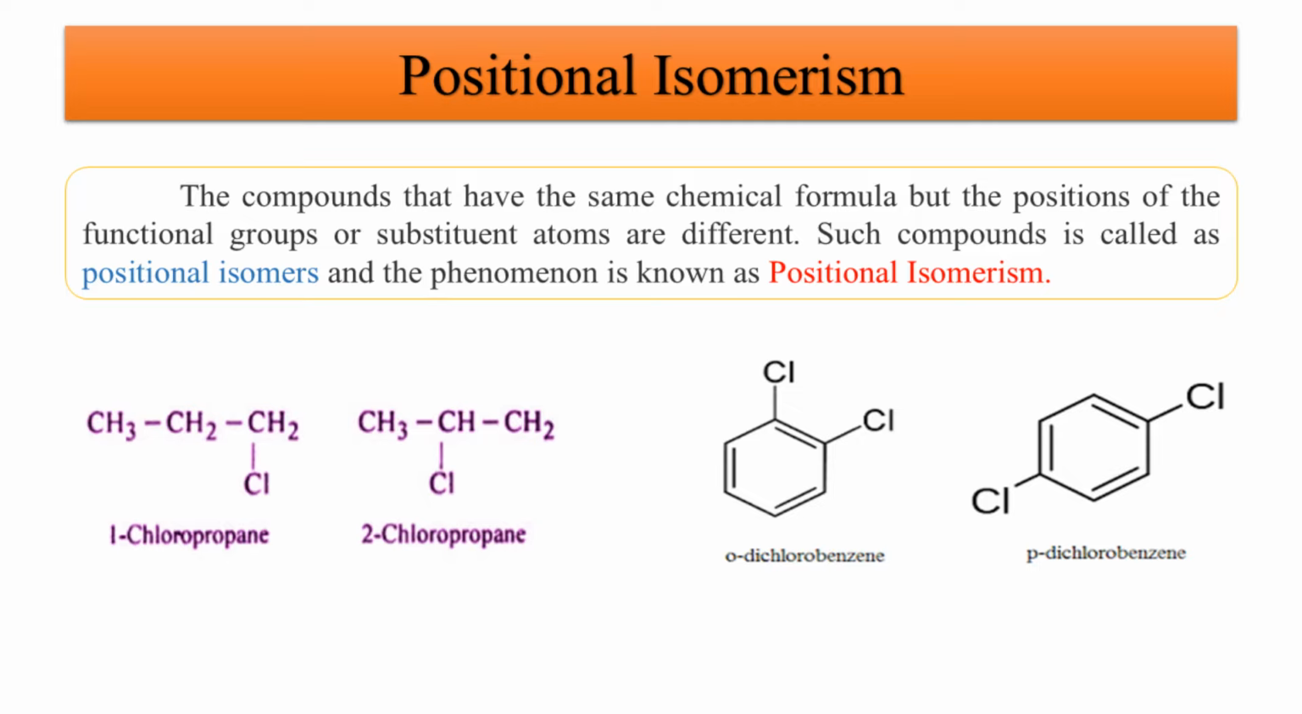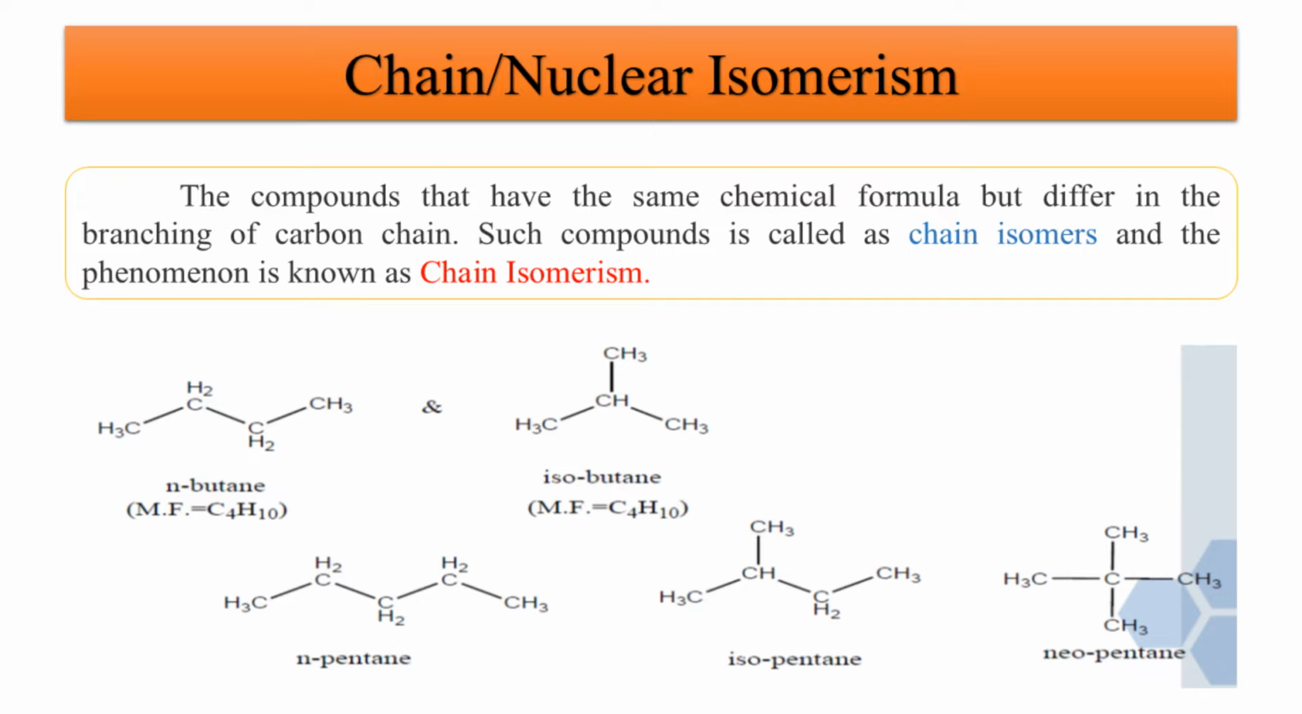Positional isomerism involves compounds with the same chemical formula but different positions of functional groups. Examples include 1-chloropropane and 2-chloropropane. Chain isomerism occurs when compounds have the same chemical formula but different carbon chain structures. Examples include n-butane and isobutane.